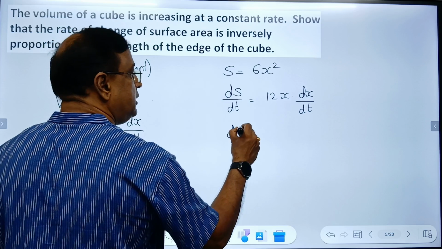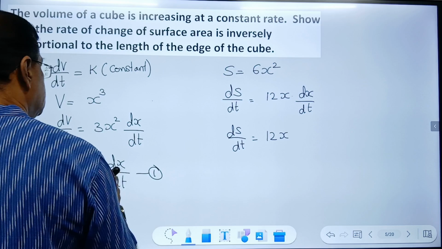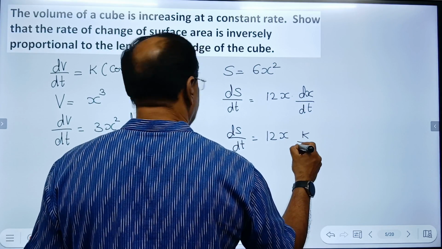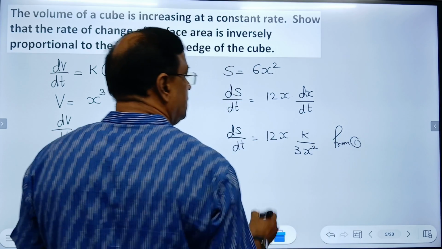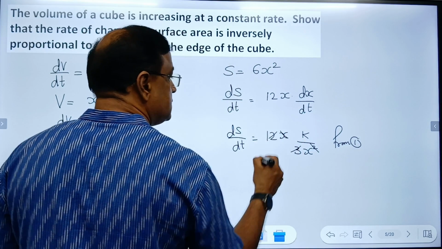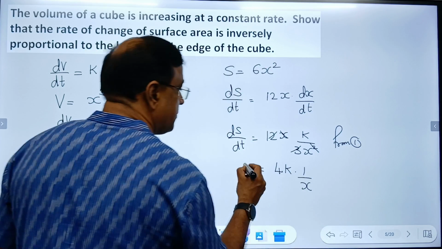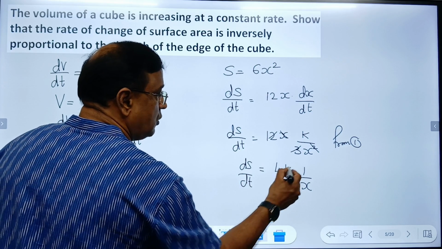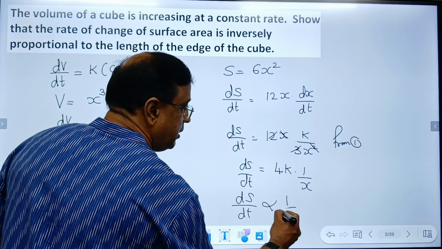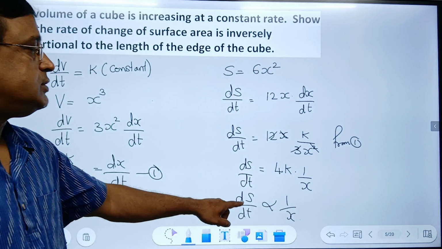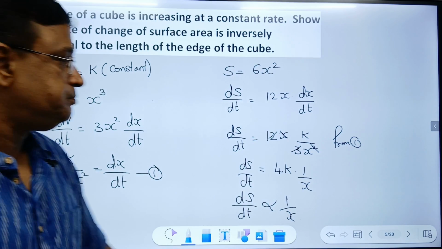So what is dS by dt? dS by dt will be 12x into, and dx by dt is k by 3x square from 1. Now x gets cancelled, 3 gets cancelled, I get 4k into 1 by x. Now let us assume that 4k is a constant. It's a constant of proportionality. If I remove the constant, I can say 1 by x. So you have proved that the change in surface area is inversely proportional to x, which is nothing but the edge of the cube.